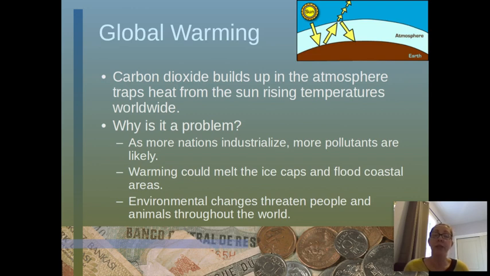And then this helps lead into global warming. So you've probably heard it called global warming. You've probably heard of global climate change. Some people use these terms interchangeably. They're a little different, and in our web quest, you'll be exploring this a little bit more. But what we see is that carbon dioxide builds up in the atmosphere, which traps the heat from the sun, and this raises temperatures worldwide.